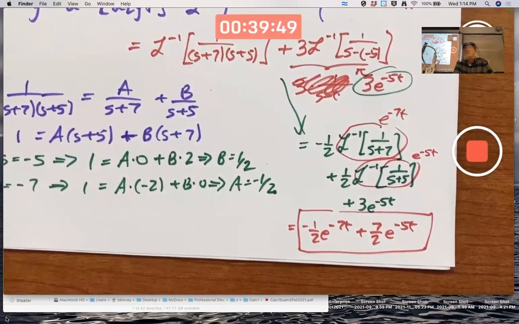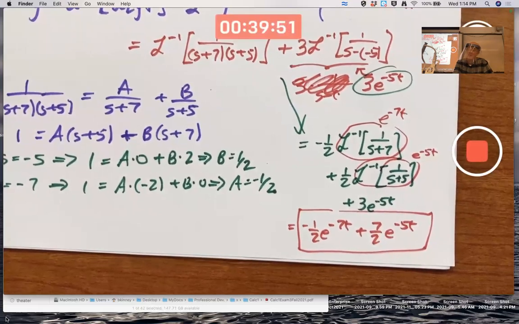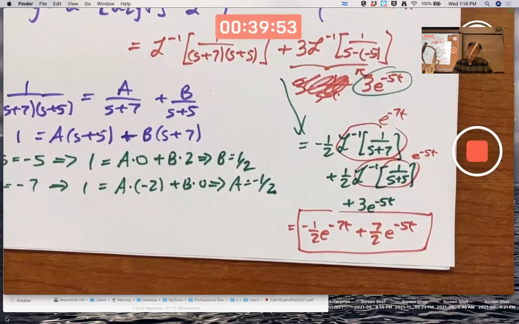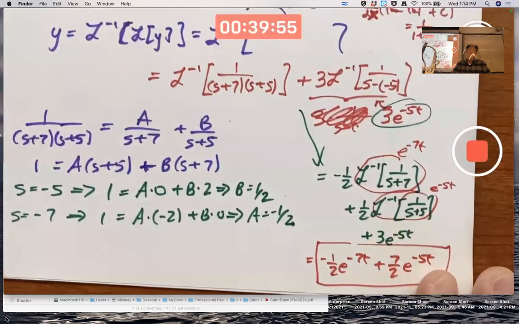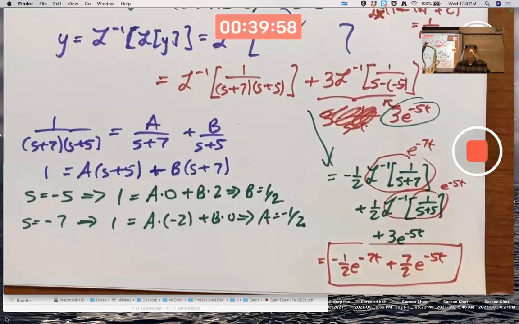What class? I don't know for sure. Maybe signals and circuits, maybe. I don't know for sure. But I do know you can ask her. She gets excited about Laplace transforms.